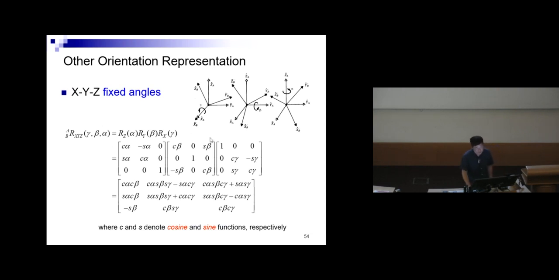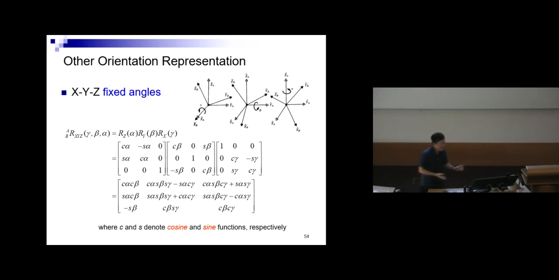Your Rx(gamma) will be 1, 0, 0; 0, cosine gamma, minus sine gamma; 0, sine gamma, cosine gamma. Here c refers to cosine and s refers to sine. This is the rotation matrix along the x-axis. In the beginning of the class, I showed the identity, and this is exactly the same. Then you have the rotation matrix along the y-axis, and this is the rotation matrix along the z-axis that we have been using as an example.